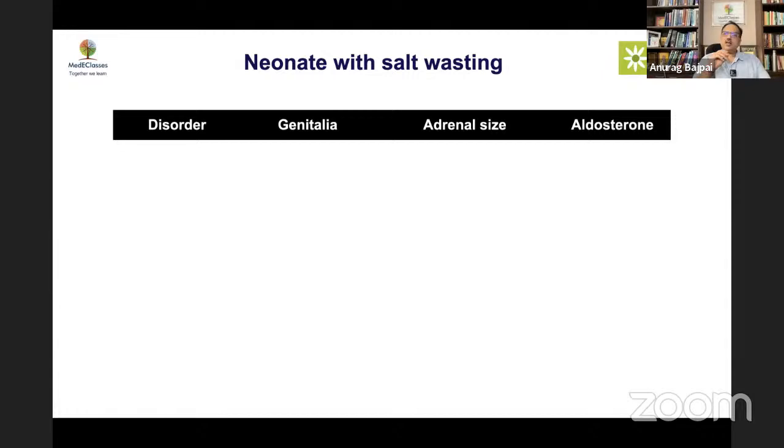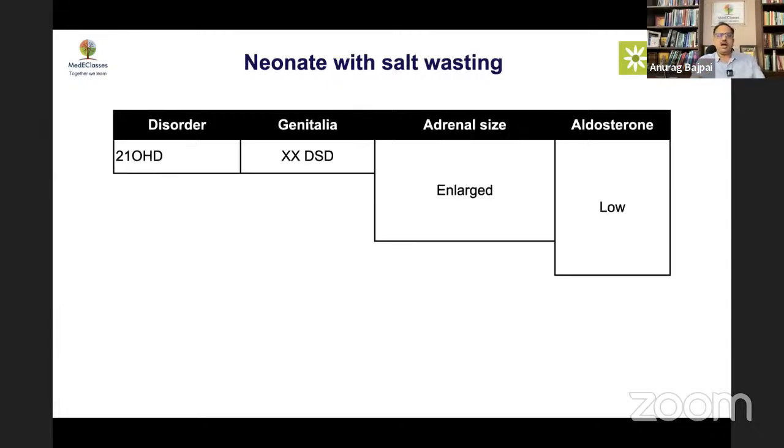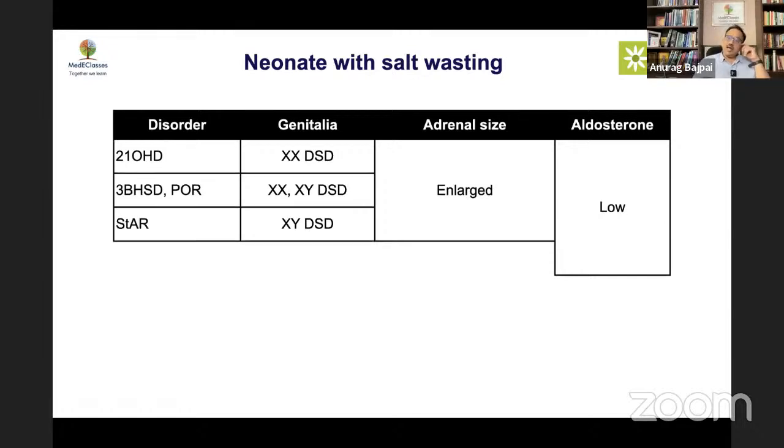One very specific situation is a neonate who presents to you with salt wasting. Again, here the genitalia will give you a diagnosis. So if you have somebody who has XX DSD, large adrenal, this is 21-hydroxylase, most common in that scenario. If you have abnormal genitalia, both XX and XY, this could be the rare 3-beta HSD and POR forms. If you have an XY DSD, it can be StAR defect with a large adrenal.